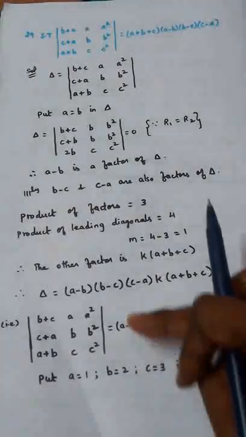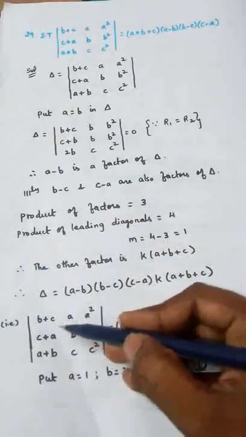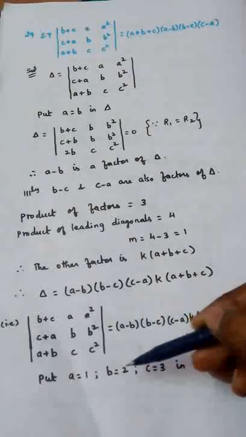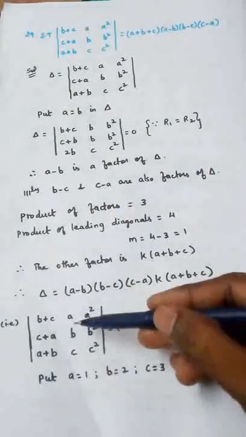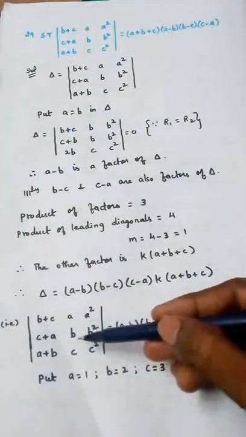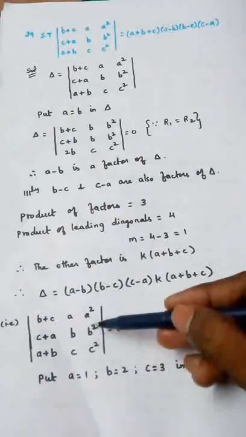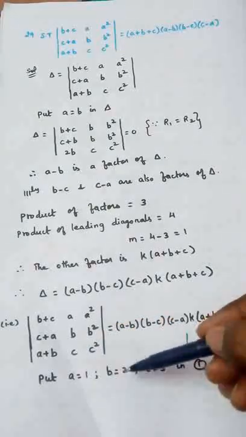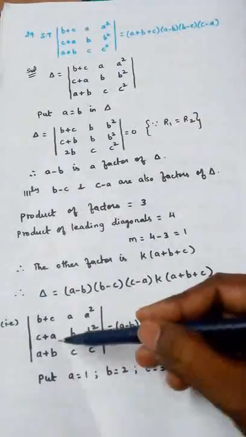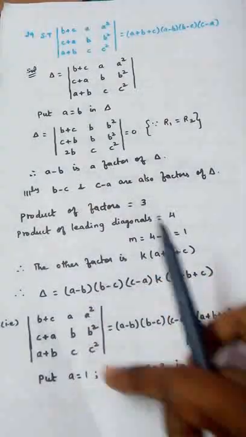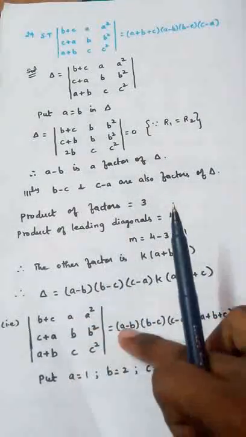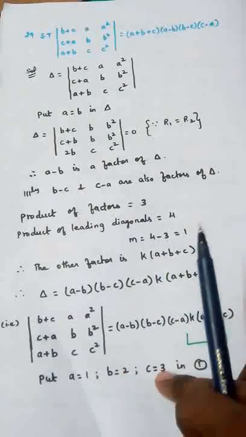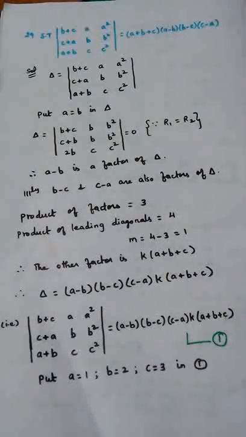So substitute all these numbers here. If a is 1, b is 2, c is 3, what happens for the first row? B plus c, 2 plus 3, 5, 1, 1. B means 2, b square means 4, c means 3, c square means 9. A plus b means 1 plus 2, 3, c plus a means 3 plus 1, 4. So like that we have to substitute here. Here also a minus b, 1 minus 2, b minus c, 2 minus 3. Like that I am going to substitute and show it in the next line.